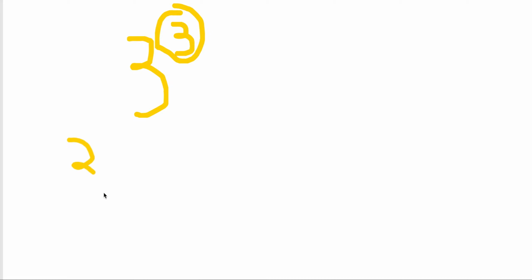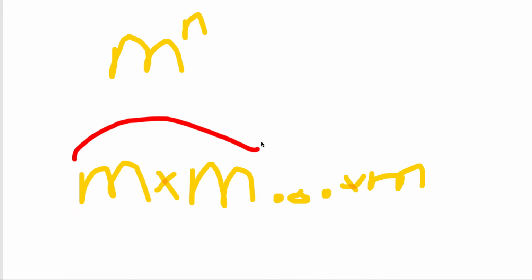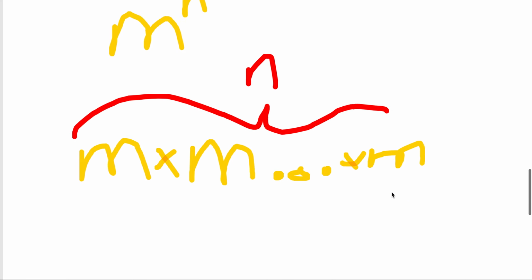Now we're going to look at some exponents. This is an exponent. This number is an exponent. This means 3 multiplied by itself 3 times. That's 3 times 3 times 3. So if we write m to the power of n, this is m multiplied by itself n times. So this is not that hard, but there are some rules.